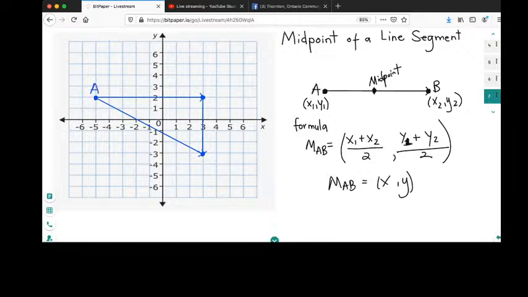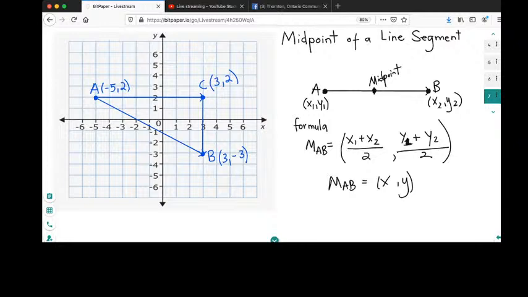So we've got A, I'm going to label that, and I know that that point occurs at x = -5 and y equals 2. Then I've got point B, which is occurring at x equals 3 and y is -3. And I've got C, which occurs at 3 and 2. Okay, so let us get to the point here.